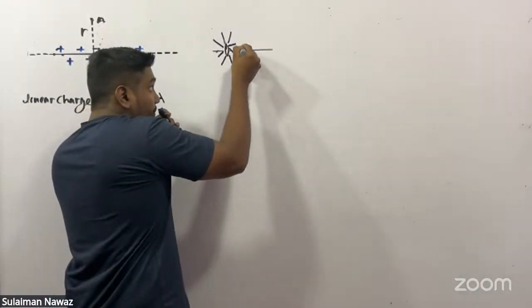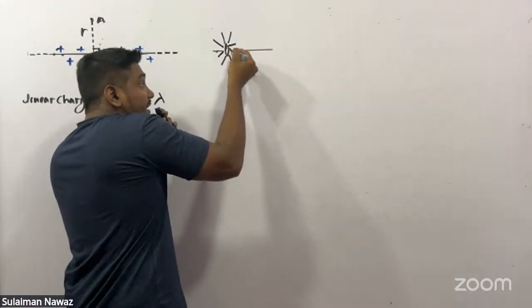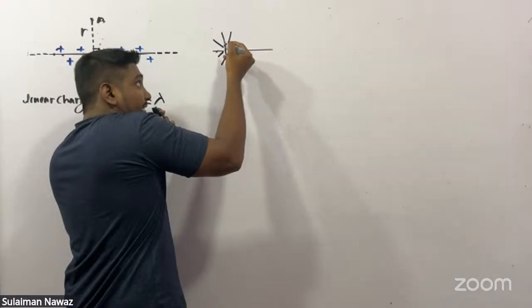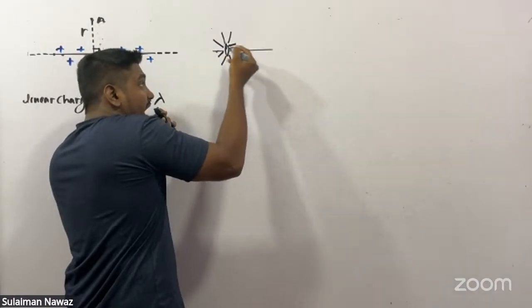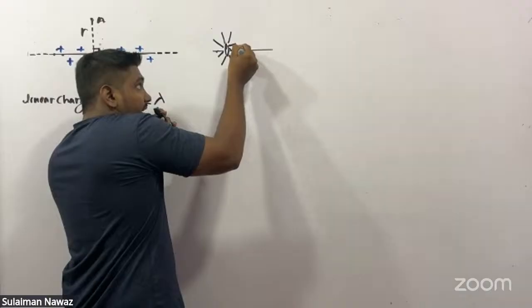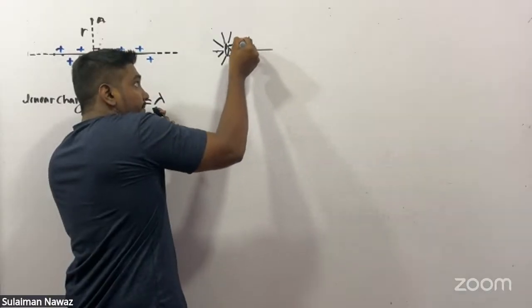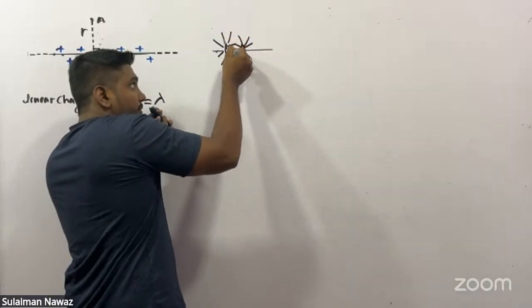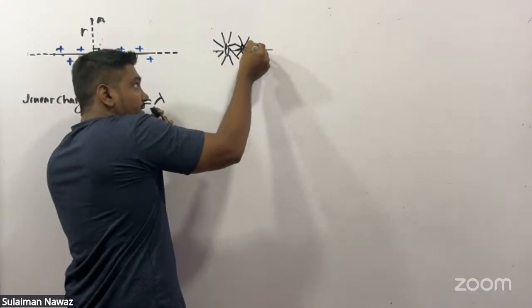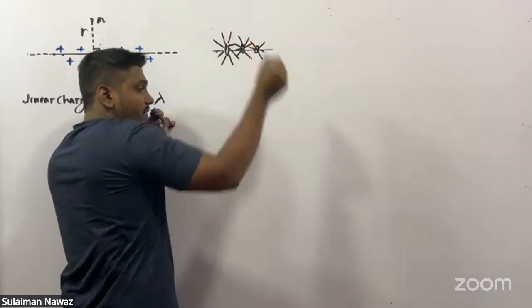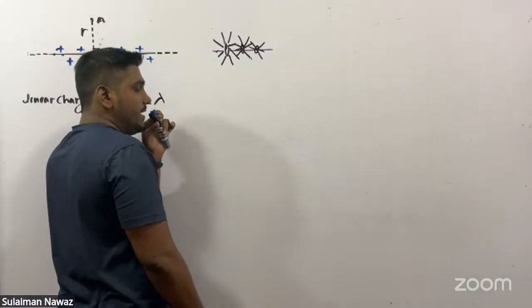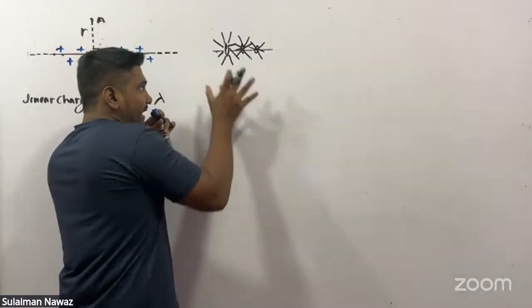Likewise, if I start drawing the electric field line distribution for each and every point on this wire, I think now you can imagine how the electric field line distribution would be. Do you understand? So now what can I do?